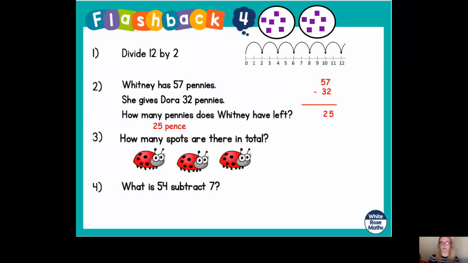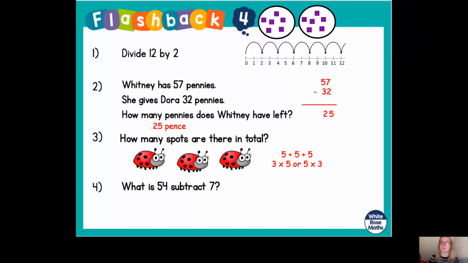Okay, number 3. How many spots are there in total? Well, how many ladybirds have we got? Yes, you're right. We've got 3 ladybirds. And how many spots on each? Yes, we've got 5. So we could write the addition number sentence, 5 plus 5 plus 5. Or we could write the multiplication number sentence, 3 multiplied by 5. Or because of commutative law, we could also write 5 multiplied by 3. But let's stick to 3 multiplied by 5 because we know our 5 times table.